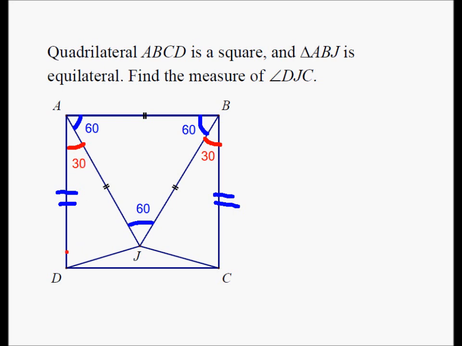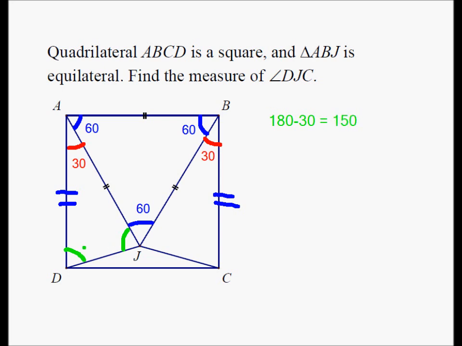Now, I can find the measure of this angle. Let's shade it green. Measure of this angle and the measure of this angle. Well, if this is 30, these two sides are congruent. These two angles must also be congruent. So to find the measure of each of the two angles, I'm going to take 180, subtract 30, and I'm going to get 150.